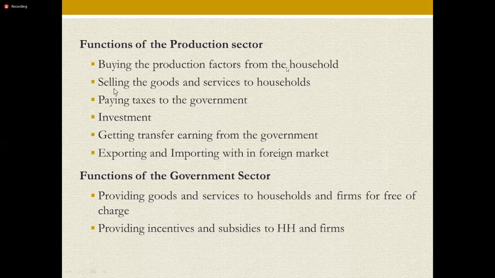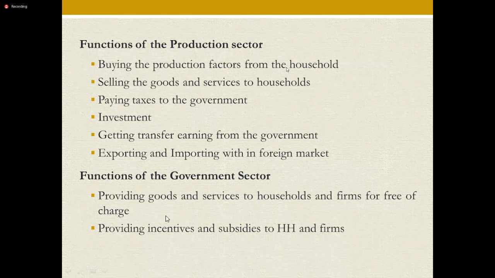These are very important when we are talking about the next sessions, income expenditure analysis, to identify different types of activities that are done by different levels of people. Then exporting and importing with the foreign market is also done by production sectors or firms. And the functions of the government sector.